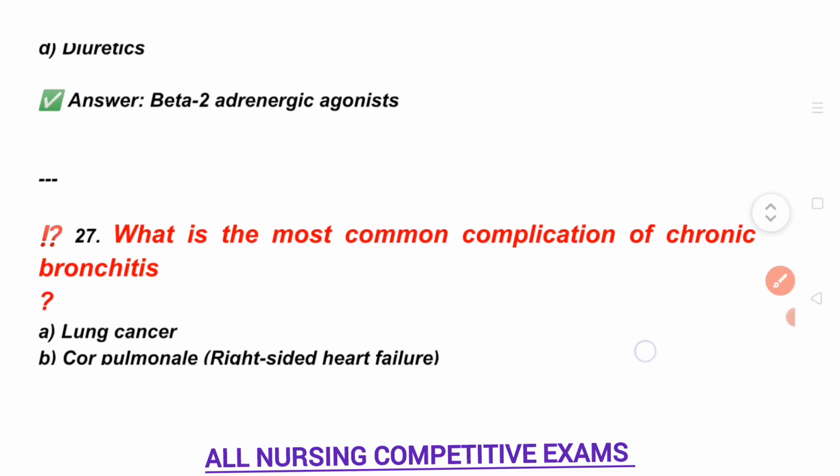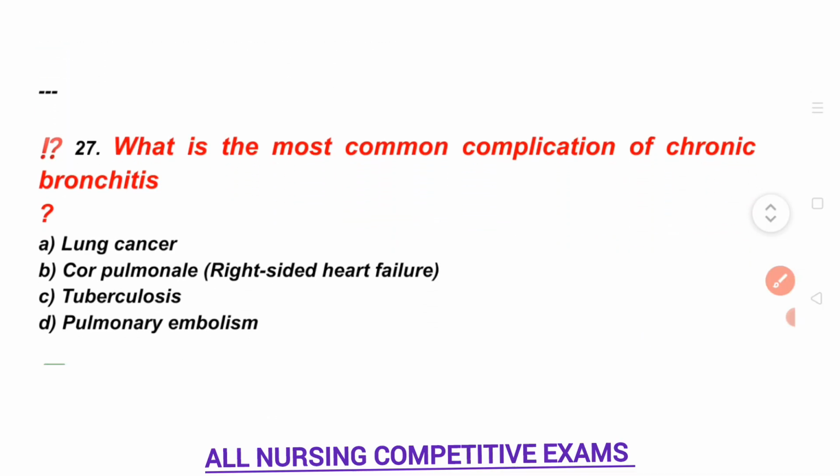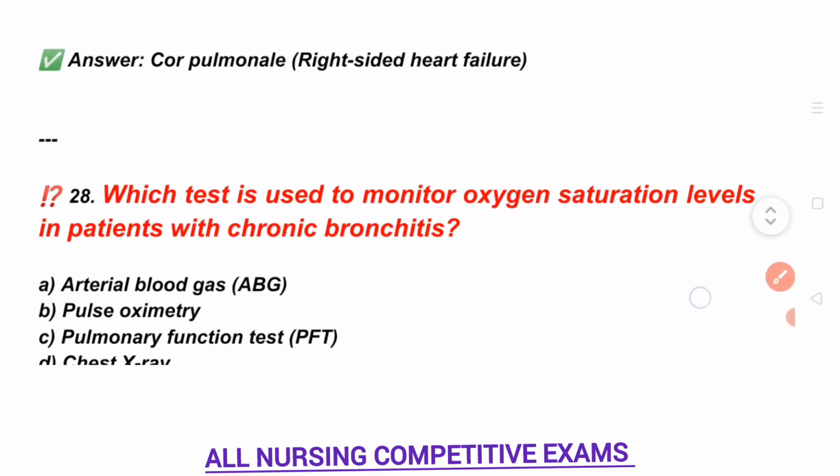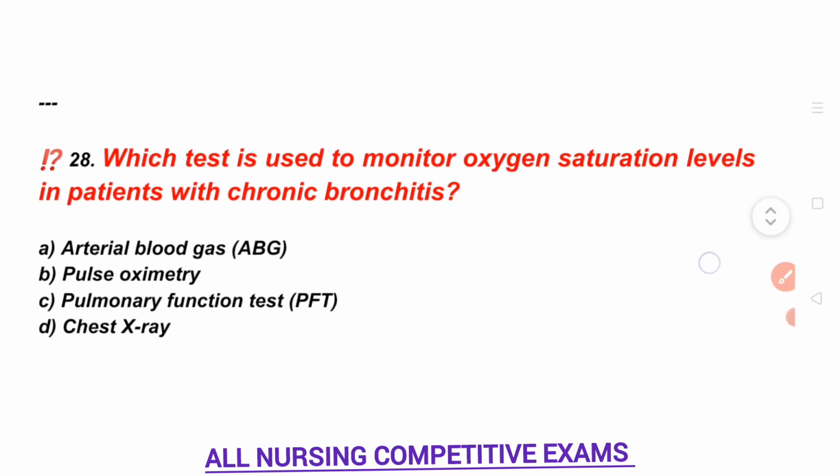Question number 27. What is the most common complication of chronic bronchitis? Right answer is option B, cor pulmonale, right-sided heart failure. Question number 28. Which test is used to monitor oxygen saturation levels in patients with chronic bronchitis? The right answer is option B, pulse oximetry.